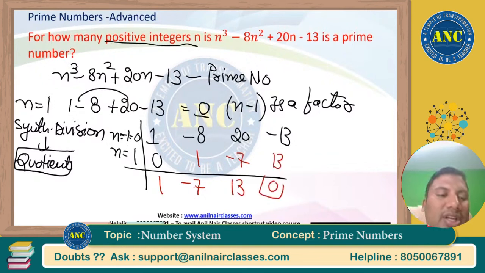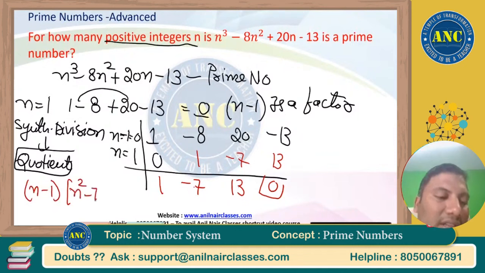Remainder, it is 0. So n minus 1 is a factor. Next, out of the cubic, n minus 1 is a factor. The quotient is nothing but n square minus 7n plus 13. Now let us check whether this expression is matching or not.